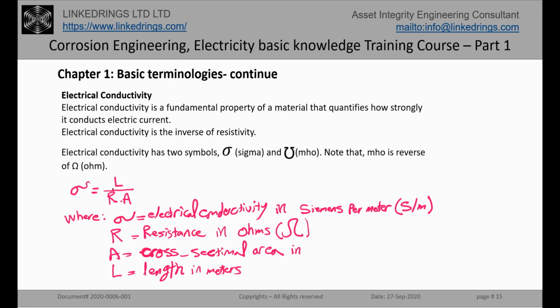So it is the length divided by the resistance times the cross-sectional area. Sigma is the electrical conductivity in Siemens per meter. R is the resistance in ohm, A is the cross-sectional area in square meter, and L is the length in meters.